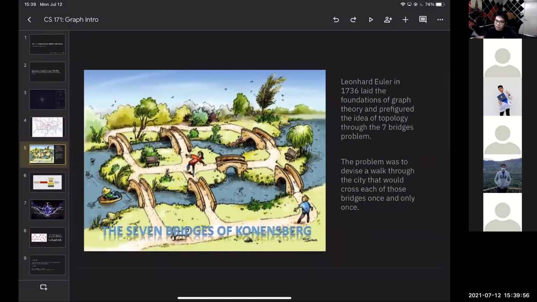And there are seven bridges in the city. So this is not possible. But this is what essentially laid the foundation for the study of graph theory, of topology, of pathfinding. And we all know about the traveling salesman problem. It's very similar, no? How do you optimize a path without repeating anything?